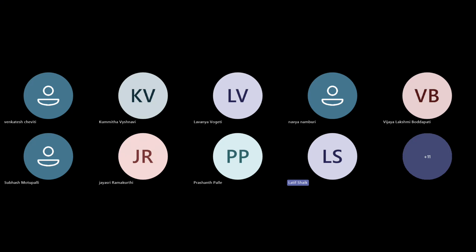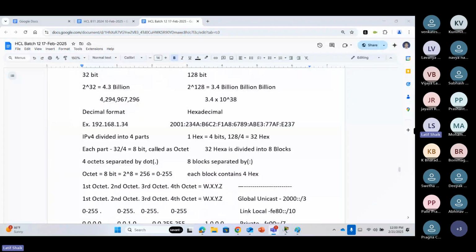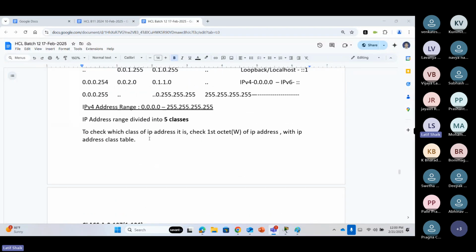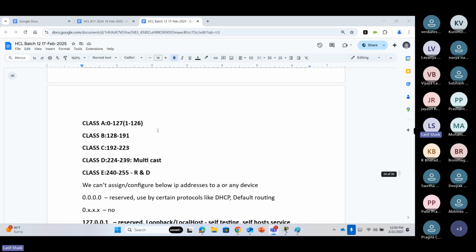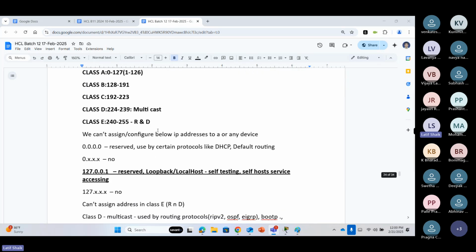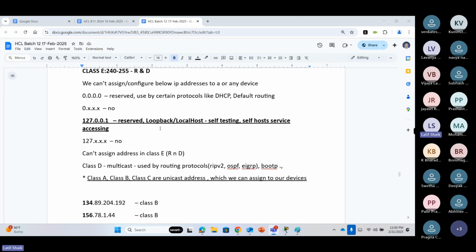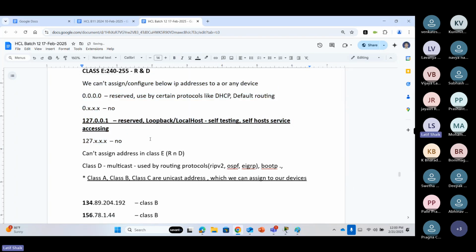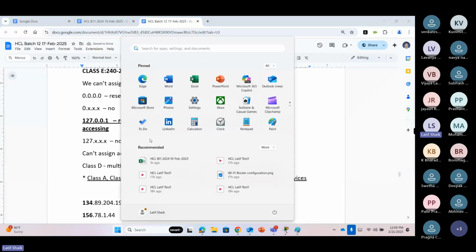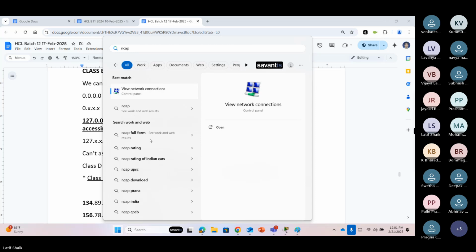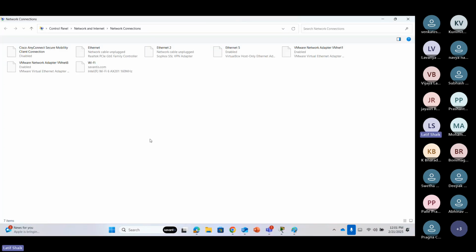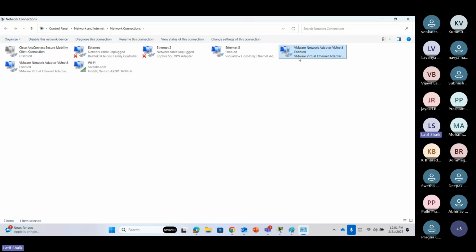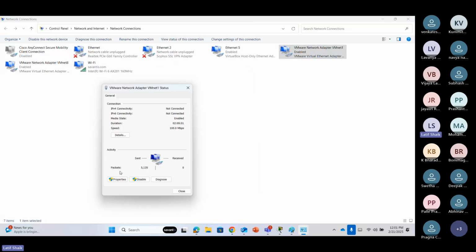What we discussed is about IPv4 and how this 32-bit address becomes 4 octets, separated by dots, and the total range of IP addresses. Then we discussed classes and ranges, and which IP addresses we cannot use and cannot assign. So we'll see APIPA directly in the network connections. Just for example, I will try to show the last part.